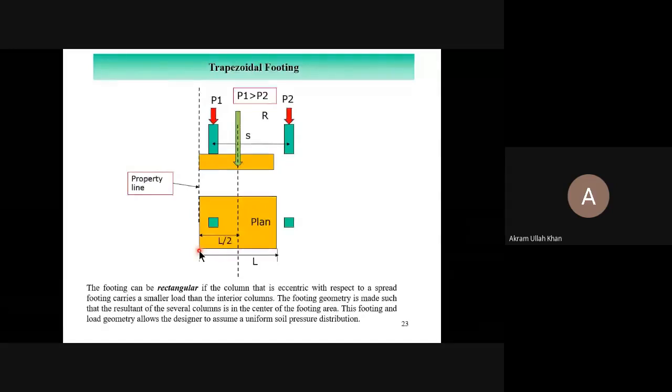Sir, this column is left outside. And if you want to extend this to this column, then what would happen? Sir, then the distribution will become unequal. Then the centroid of the footing would shift here and the resultant would be here. There will be eccentricity, there will be moment, and there will be unequal stress distribution. That is why we cannot provide a rectangular footing when P1 is greater than P2.